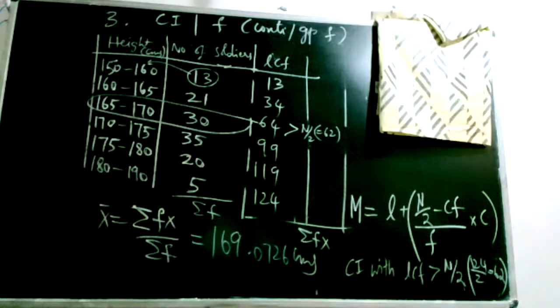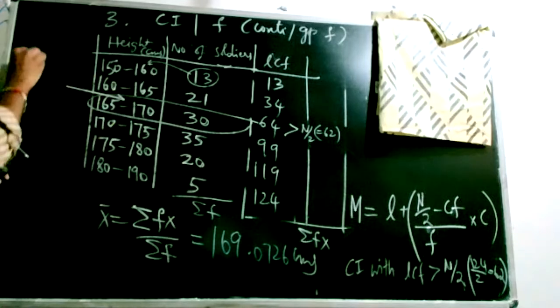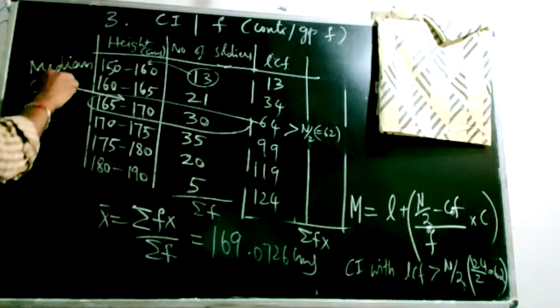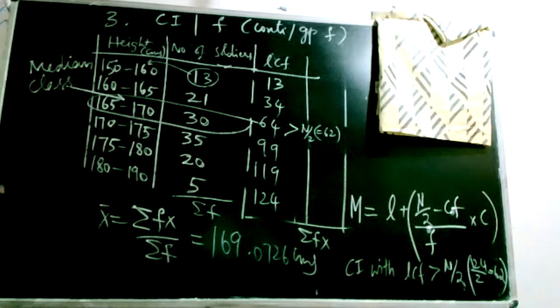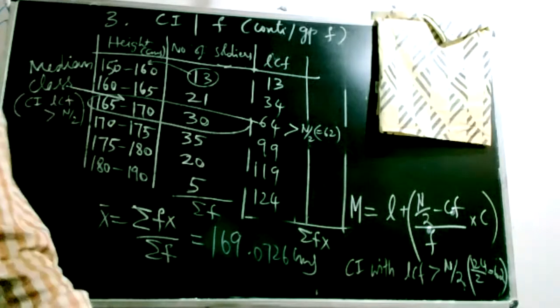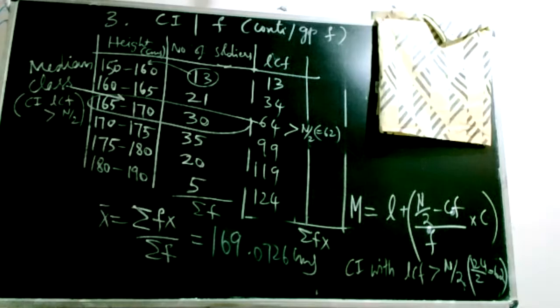So this is how you identify the class interval where the value of the median lies. This class is called the median class. So what is the median class? The median class is the class interval where the median lies, or it is also the class interval with LCF just greater than n by 2.